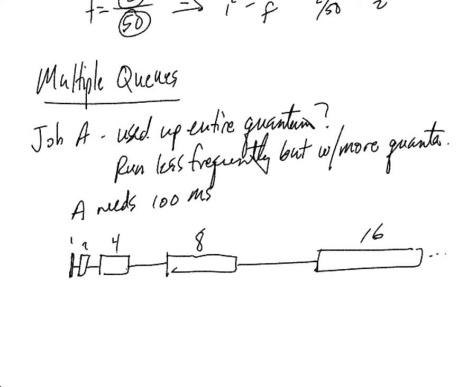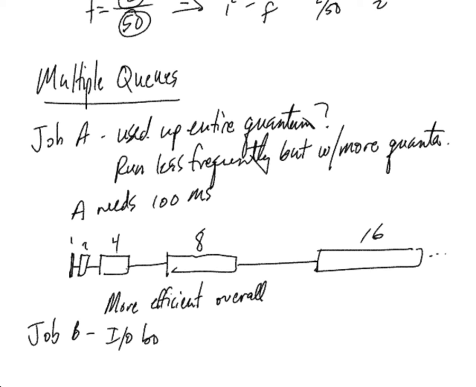Now, job A is going to finish at roughly the same time as it would have had we just run it with 1 quantum. But it's more efficient to do it this way overall. So for the whole system, we have gains in efficiency. And similarly, what if job B is I/O bound? Then we want to run it more frequently, with 1 quantum.